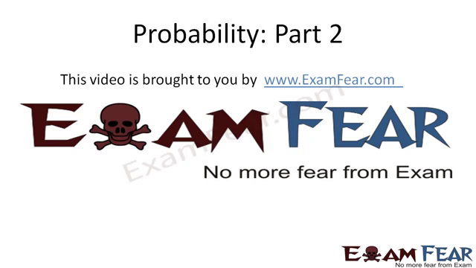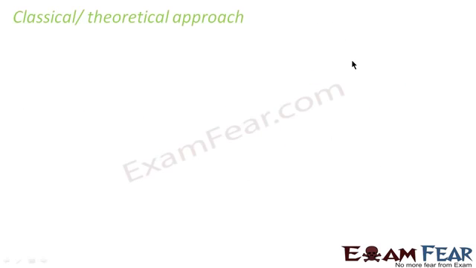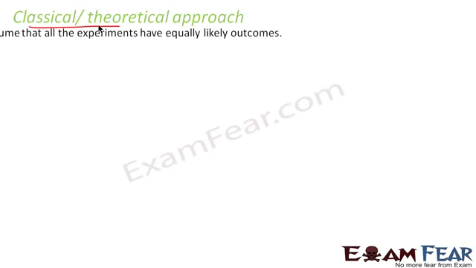Before watching this video, please make sure that you have watched part 1. And that is the reason why we have the classical or theoretical approach. This is what we will study, so we will focus on this. Since the earlier method had a disadvantage, that is, the result is not consistent and it is not possible to actually perform the experiment every time, we have the classical and theoretical approach.